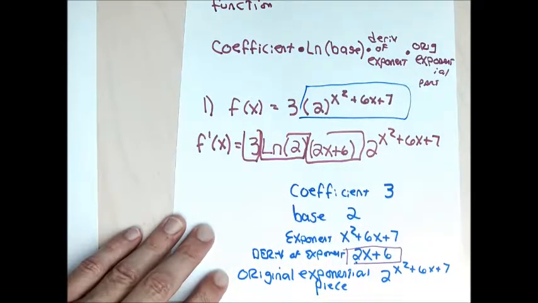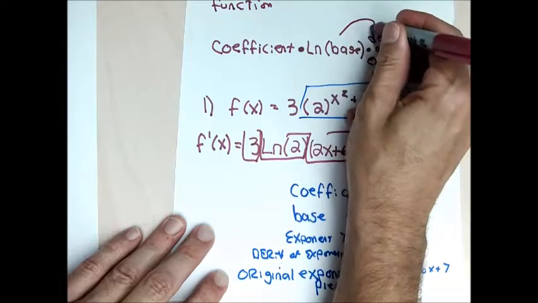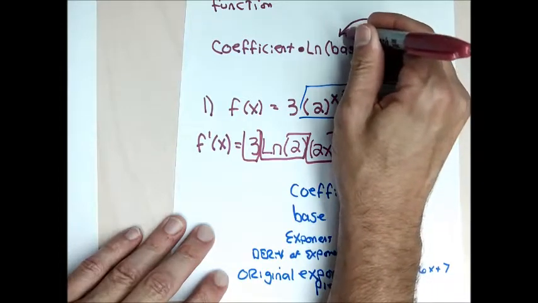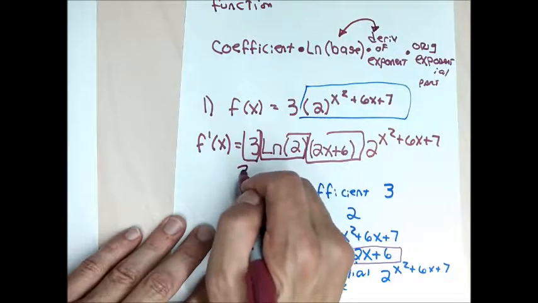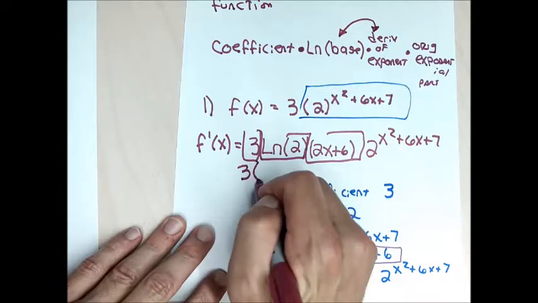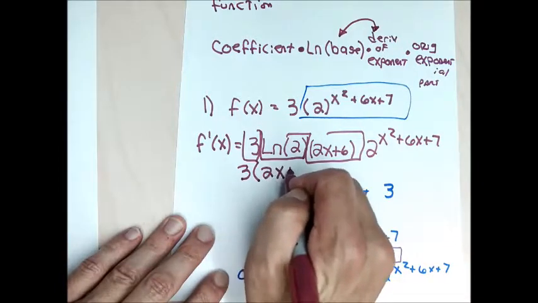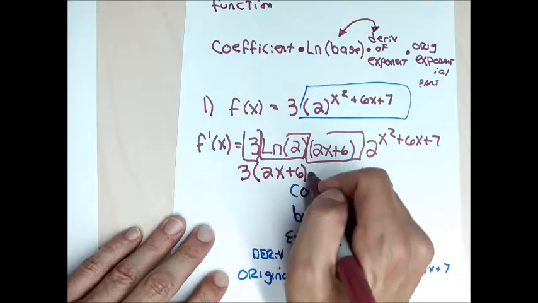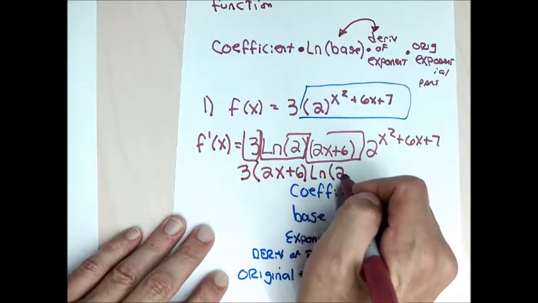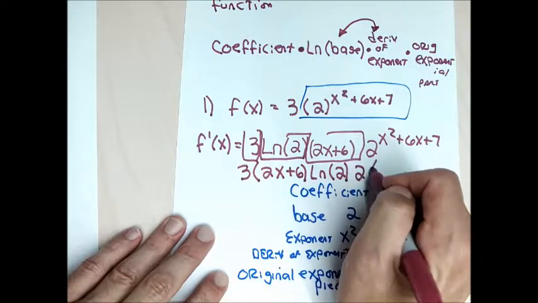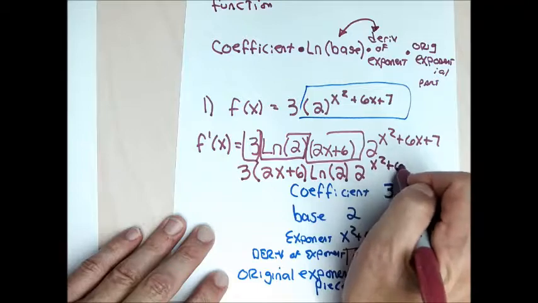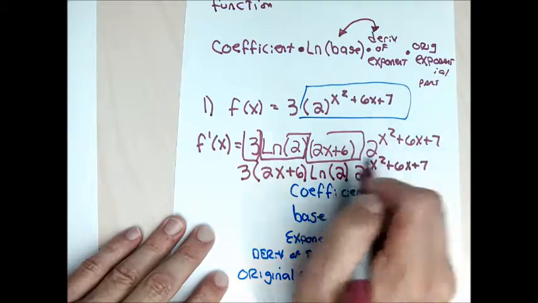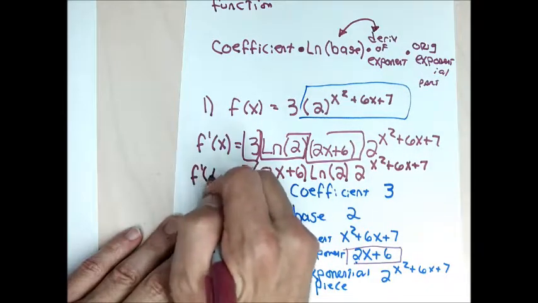In my little write-up here, I should have maybe flip-flopped these orders and done the coefficient times the derivative of the exponent times the natural log of the base times the original exponent piece. So this would be a complete derivative.